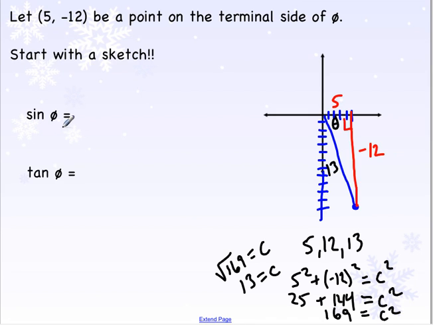Okay, so sine. Sine is opposite over hypotenuse. So opposite of our angle is negative 12, and the hypotenuse is 13. So that's your answer. Tangent is opposite over adjacent, so that would be negative 12 over 5. Done. It's very easy once you get the picture drawn. You could find all of the trig functions now that you know this picture. Okay?